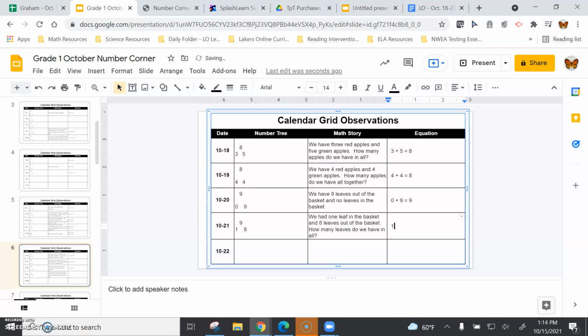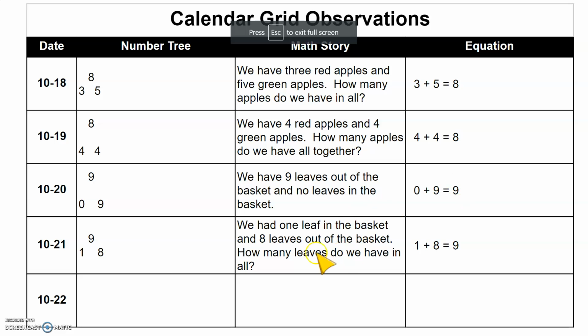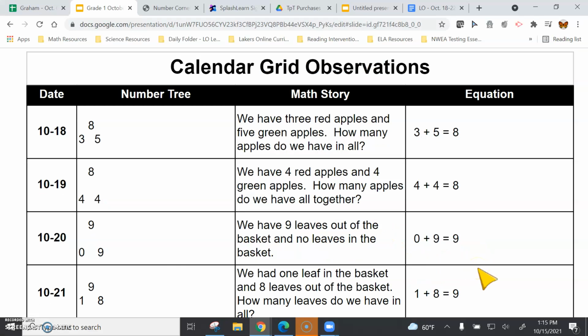So we said we had 1 leaf that was out of the basket and 8 leaves that were in the basket. Using our number tree, 8 plus 1, 1 plus 8 equals 9. We have our number tree, we have our math story, and we have our math equation. Great job, All-Stars.